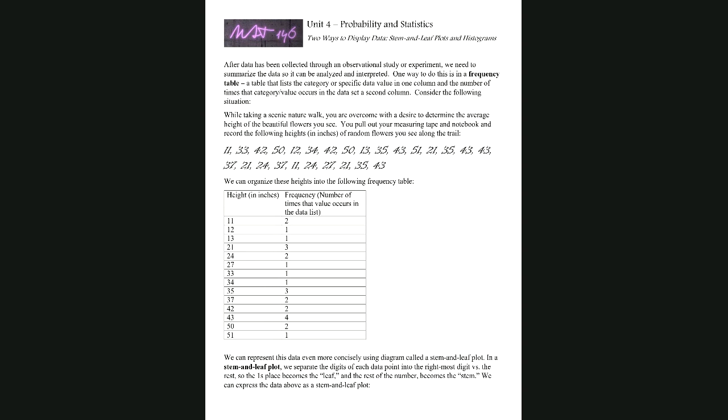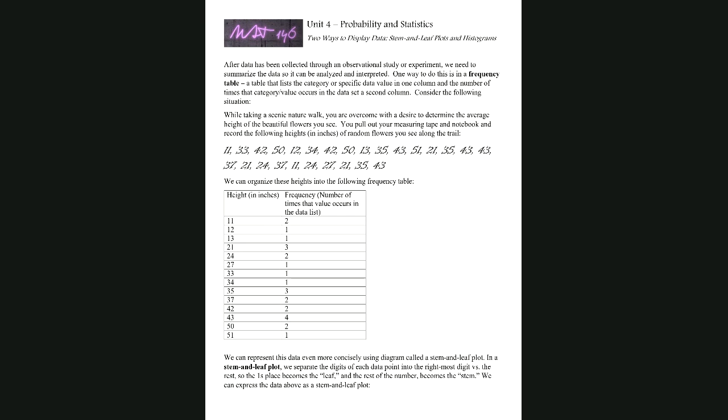So you pull out your measuring tape because you want to measure the heights of these flowers, and a notebook, and record the following heights. Now these are in inches of random flowers you see along the trail. So we have 11, 33, 42, 50, 12, 34, 42, 50, 13, 35, 43, 51, 21, 35, 43, 43, 37, 21, 24, 37, 11, 24, 27, 21, 35, and 43. So we can organize these heights into the following frequency table.